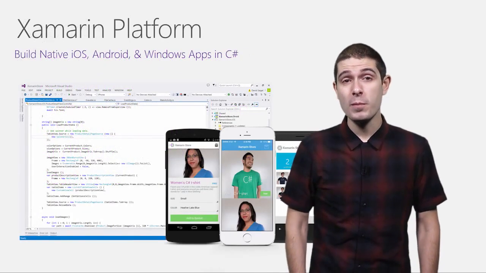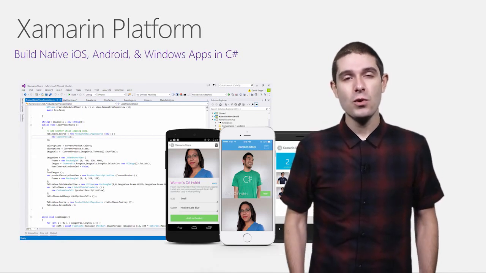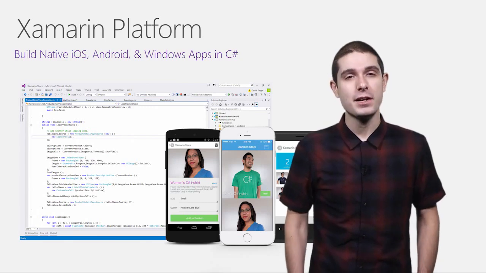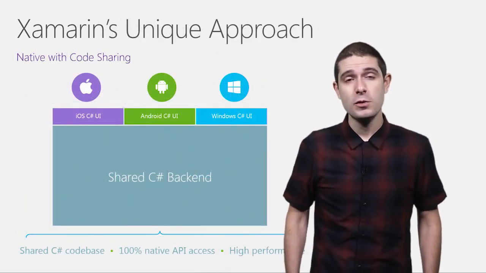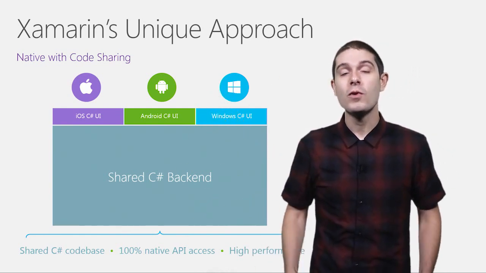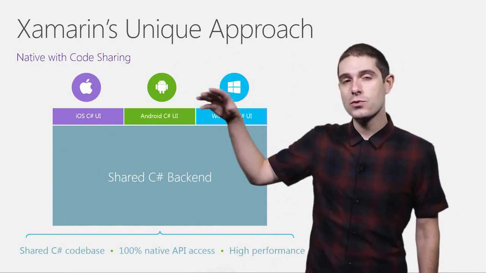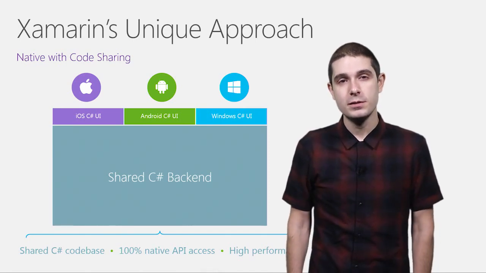Now, the Xamarin platform is where Xamarin Forms lives. It's where we're building native iOS, Android, and Windows apps, all in Visual Studio, all with C#, and all your favorite .NET libraries. And our approach to mobile development is unique. You build a shared C# backend, all your business logic, models, view models, RESTful service calls, SQL databases, and then build out a unique iOS, Android, and Windows user interface to build out great user experiences.